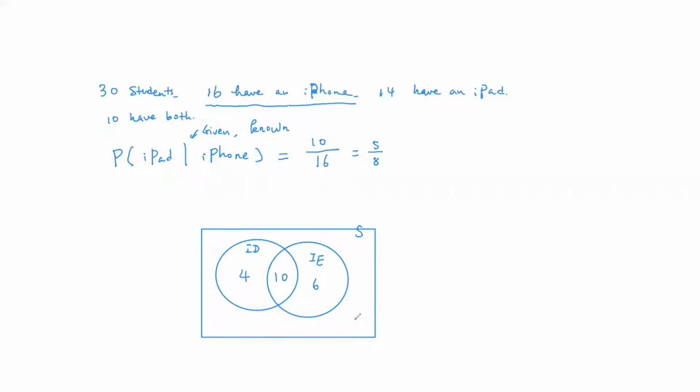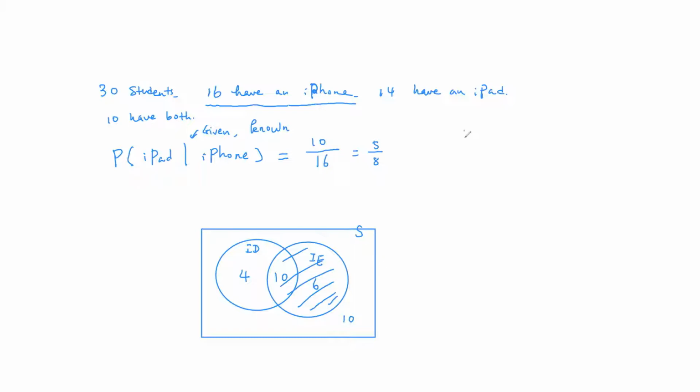And we also get some other information, say in this class, 10 have none. They have neither. Okay, so you know that somebody has an iPhone. Oh, we know that. That's the new sample space. And within this group of students, 10 have both, so 10 out of 16. All right, so that's the common sense of a conditional probability.